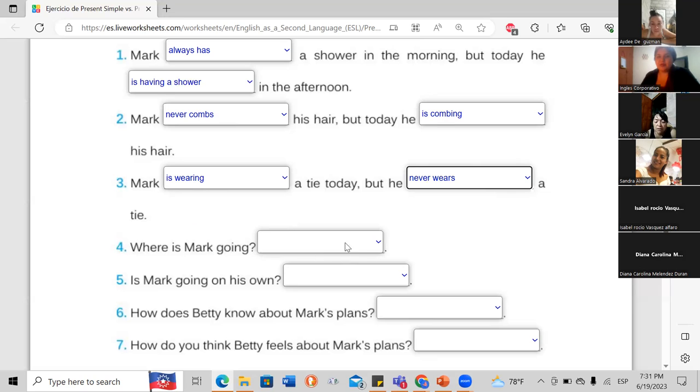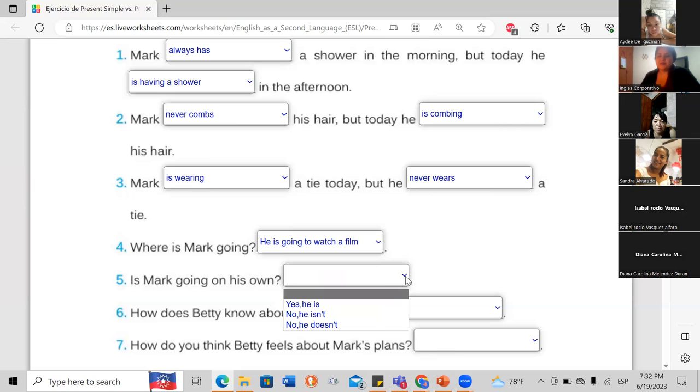Okay. Number four. Where is Mark going? Is going to the zoo, is going to the lab, or is going to watch a film? Is going to watch a film. Okay. Number five, is Mark going on his own? Yes, he is, no, he isn't, or no, he doesn't.